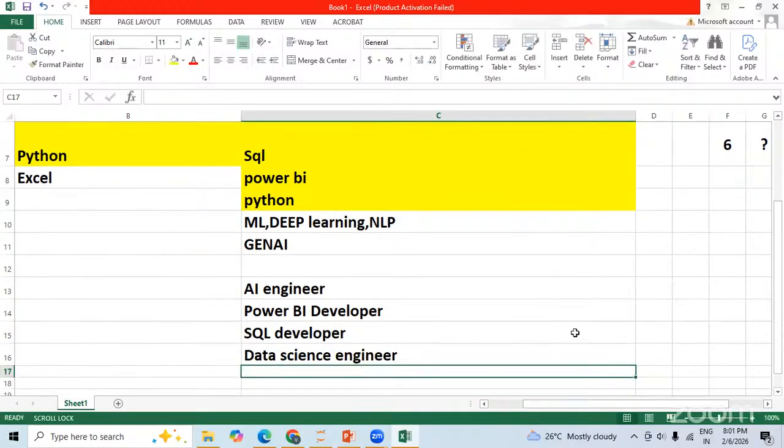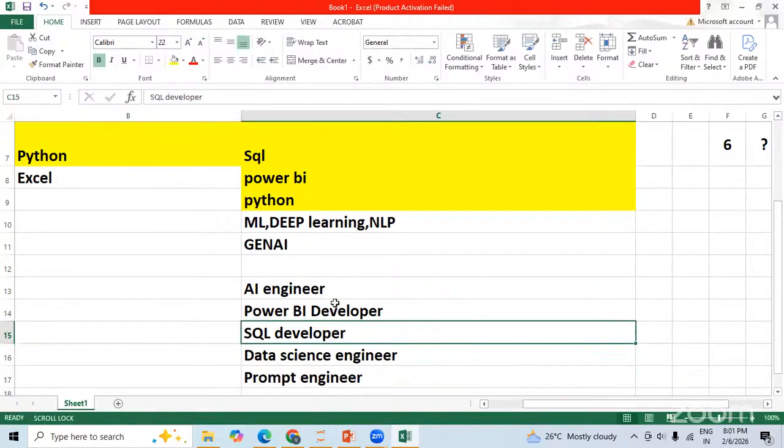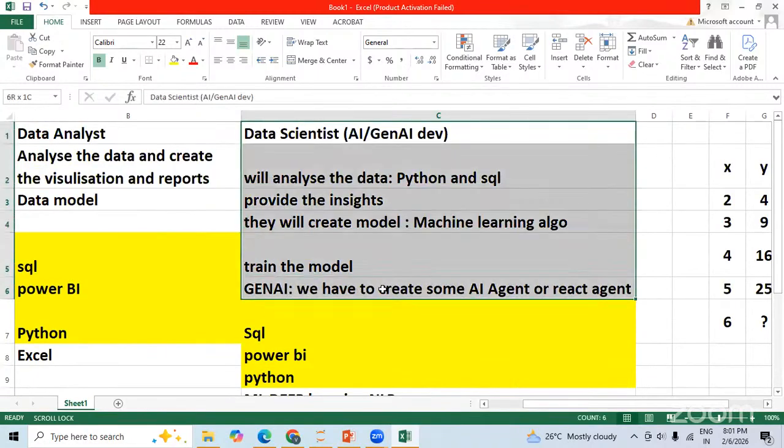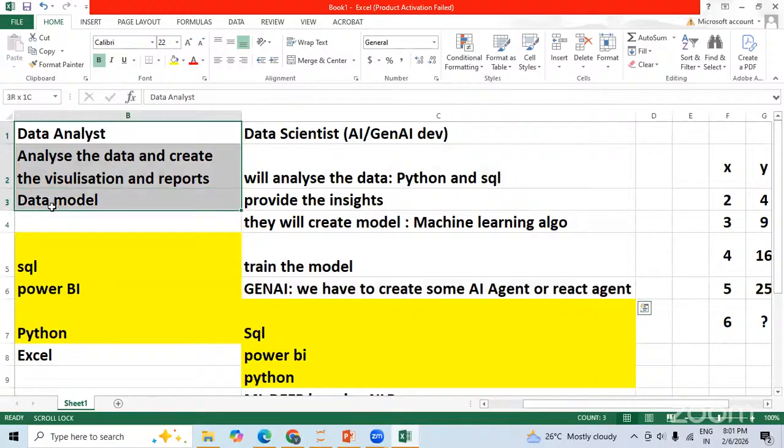You can also go for the prompt engineer. It means if you join this course, data scientist, you will get all the skill set of a data analyst. So you no need to worry.